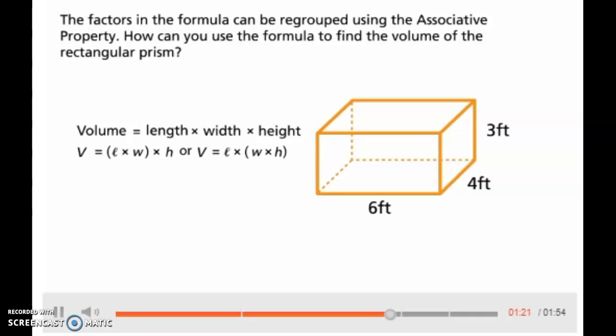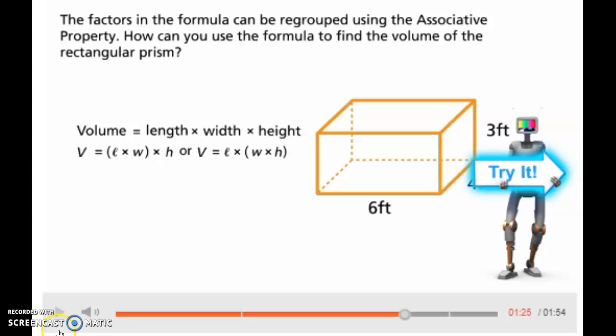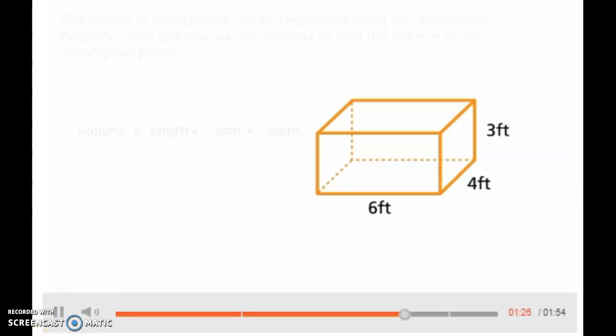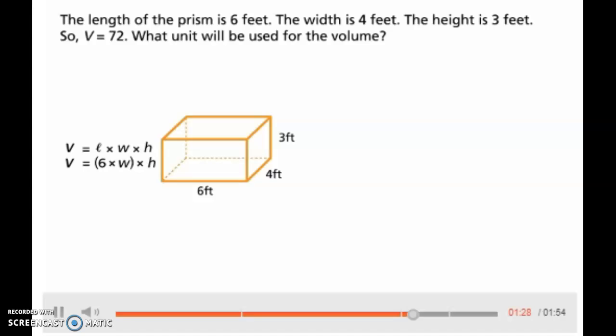How can you use the formula to find the volume of the rectangular prism? The length of the prism is 6 feet. The width is 4 feet. The height is 3 feet. So V equals 72. What unit will be used for the volume?